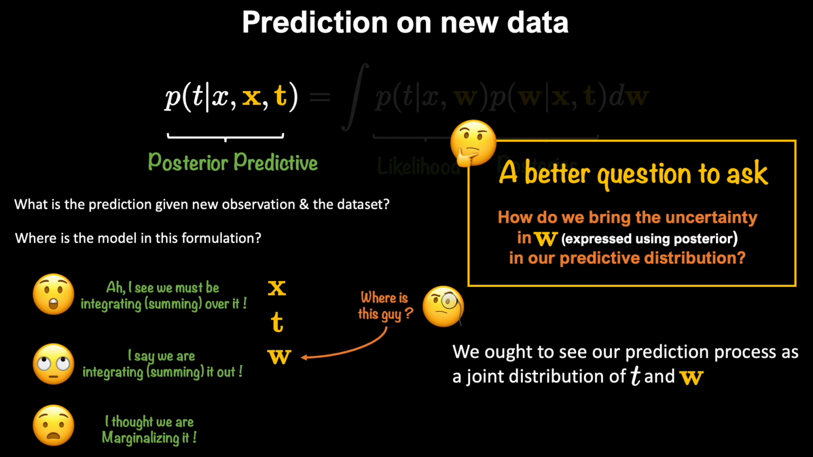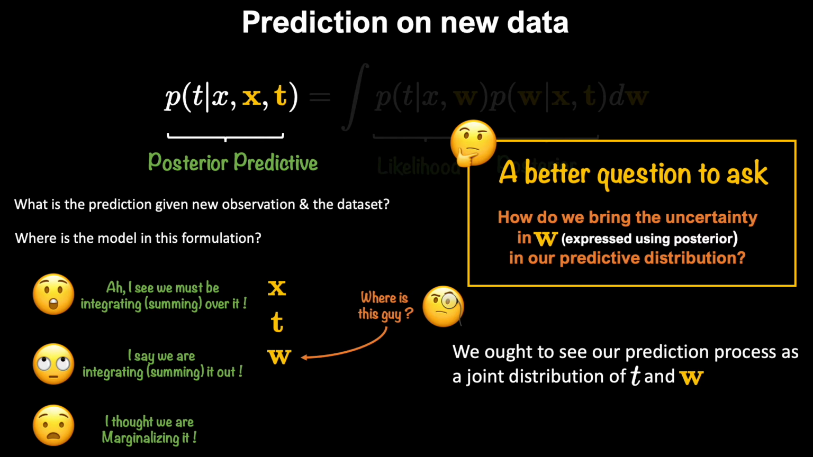I know what you're thinking. All these statements are equivalent. Unfortunately, there is no consensus on the grammar here. Some say we integrate the variable out. Some others say that we integrate over it. And of course, we say that we are doing the marginalization.